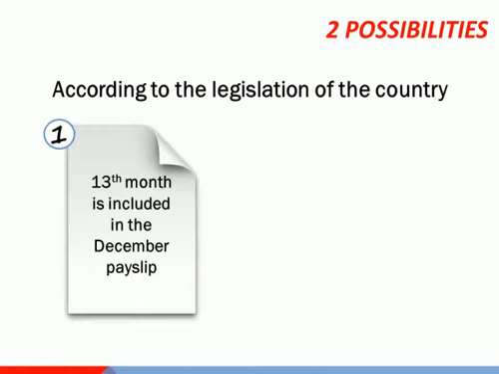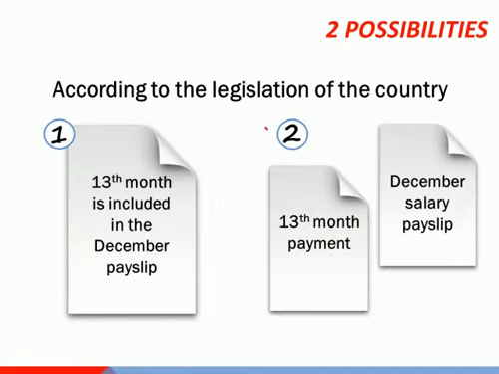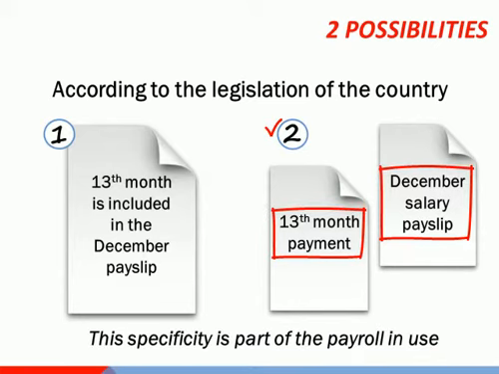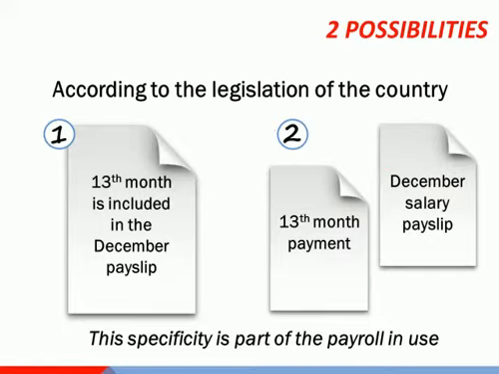In the first case, the 13th month is included in the December payslip. Another possibility is that we need to have two separate documents, a payslip for December and an extra payslip for the payment of the 13th month. This specificity is part of the payroll in use.